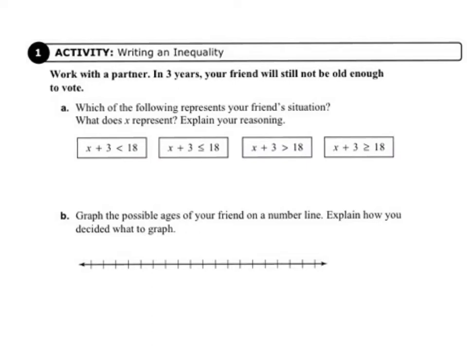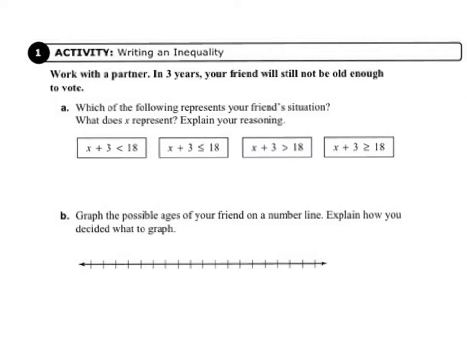Activity 1, writing an inequality. In 3 years, your friend will still not be old enough to vote. Letter A, which of the following represents your friend's situation? What does X represent? Explain your reasoning. So we're going to do this together. So let's look at all of our different answer choices.